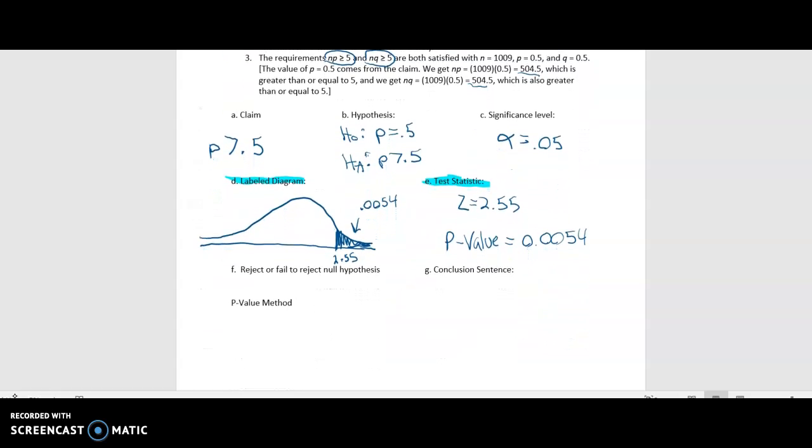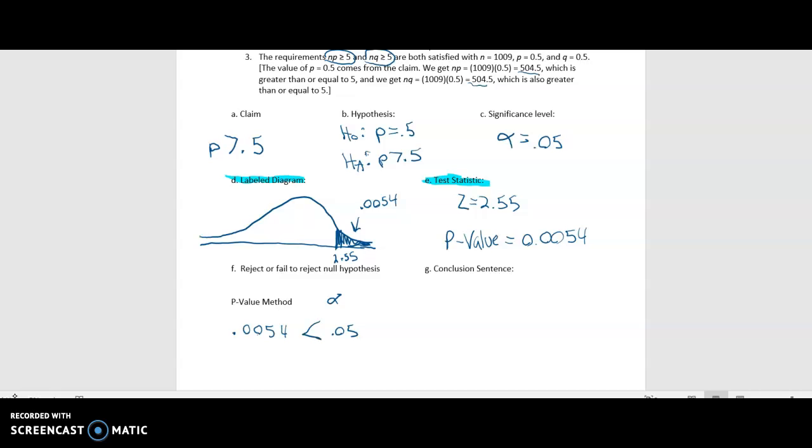First, we'll do this using the p-value method. So for the p-value method, we always take our p-value and we compare it to alpha. So our p-value, we always write it on the left, is 0.0054, and our alpha is 0.05. Now, I think 0.0054 is definitely lower. So we learned that if p is low, the null must go. So we're going to reject the null hypothesis.